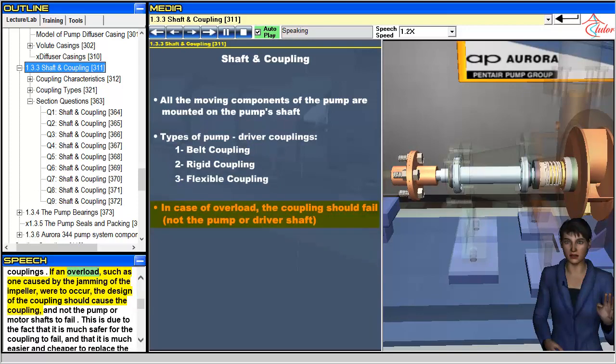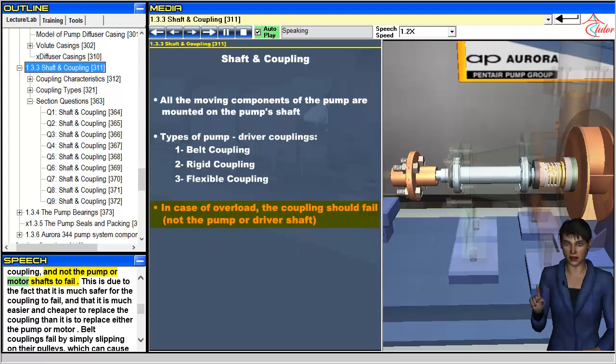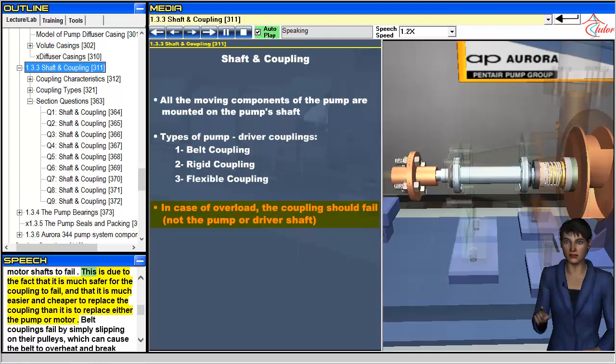If an overload, such as one caused by the jamming of the impeller, were to occur, the design of the coupling should cause the coupling, and not the pump or motor shafts, to fail. This is due to the fact that it is much safer for the coupling to fail, and that it is much easier and cheaper to replace the coupling than it is to replace either the pump or motor.